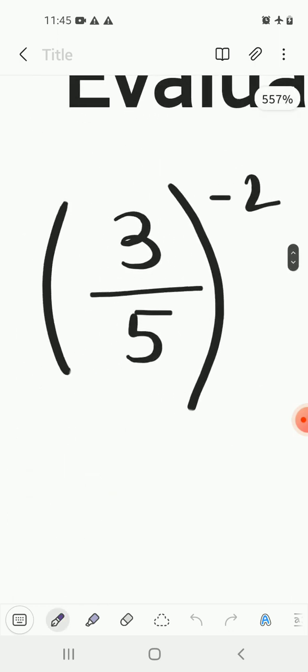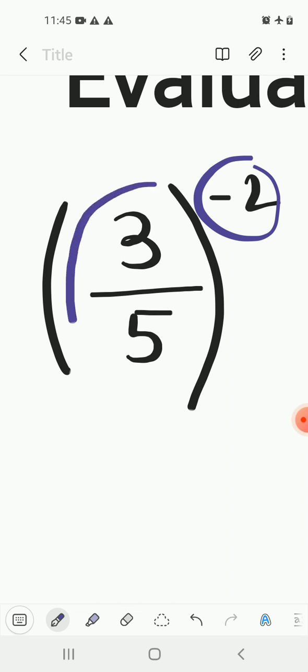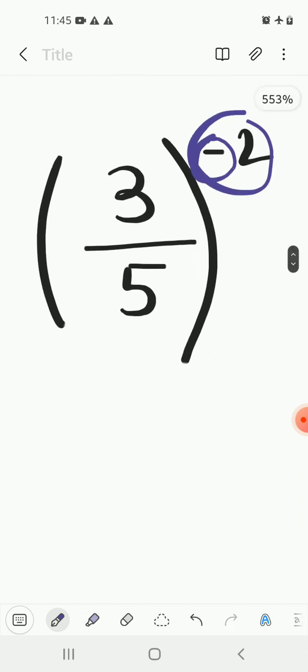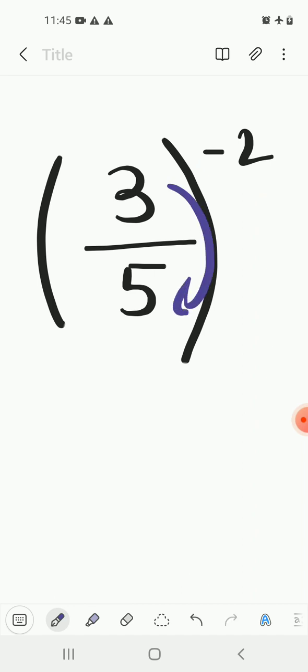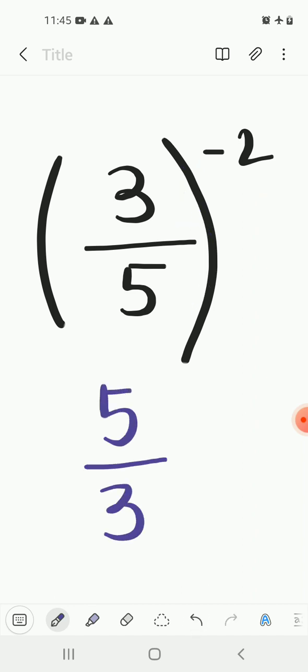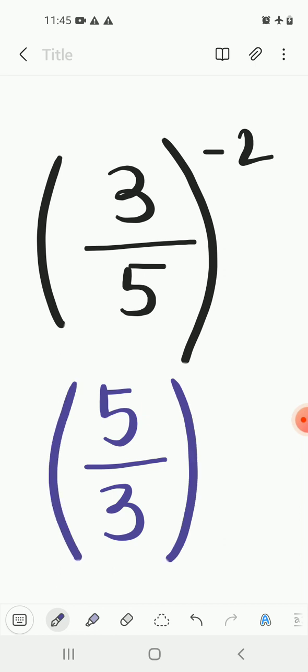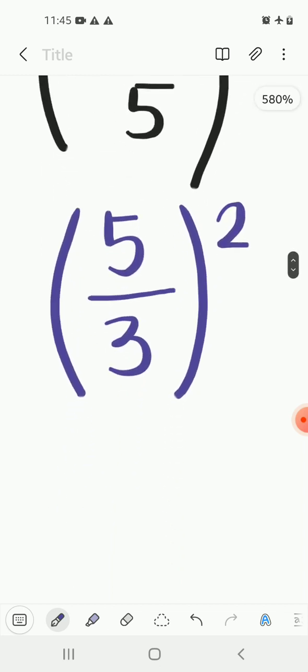Over here you can see the power is minus 2. Remember, whenever there is a minus in the power sign, we need to make the reciprocal of the given number. So in order to remove this minus sign from the power, we have to make the reciprocal of this, that is reverse the position. 5 by 3, and now the minus sign gets removed, the 2 remains as it is. Now we need to evaluate it.